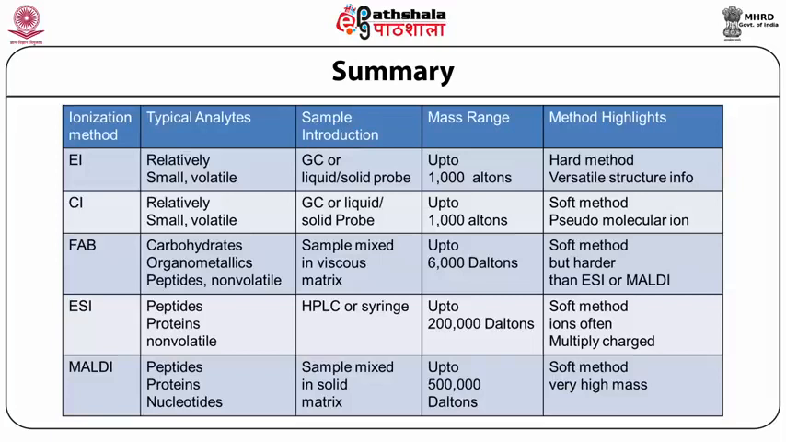Some highlights of the methods. EI is a hard ionization method which is versatile and gives a lot of structural information, and actually speaking, this is still the most widely used ionization technique in mass spectrometry. CI is a soft ionization method, gives you a pseudomolecular ion and maybe some adduct ions, may not give you much fragmentation. Fast atom bombardment is also a soft method but harder than ESI or MALDI.